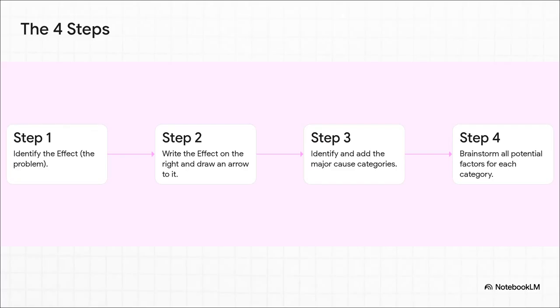So it's basically a simple 4-step process. First, you've got to agree on what the problem or the effect actually is. Then you draw the basic structure. But step 3, now this is the real secret sauce here. This is key. You decide on the major categories of causes before a single person suggests an actual cause. Only after that, in step 4, does the brainstorming start and you fill in all the details.